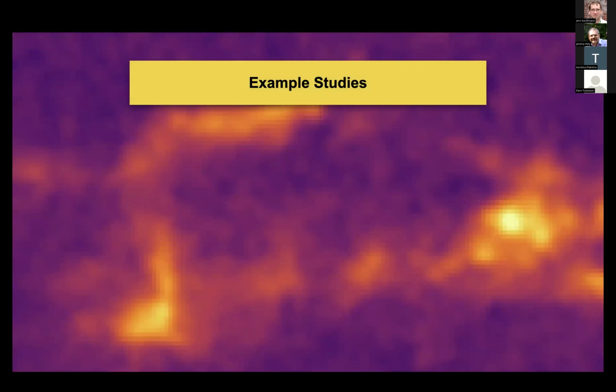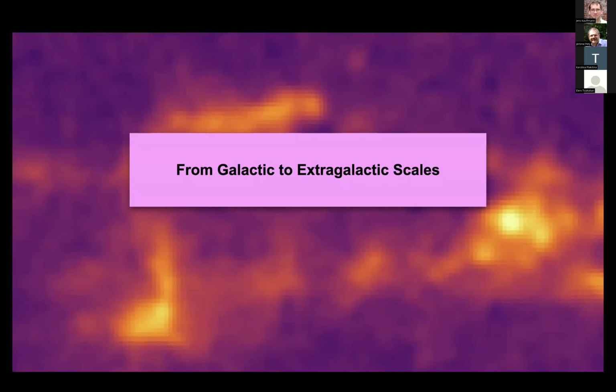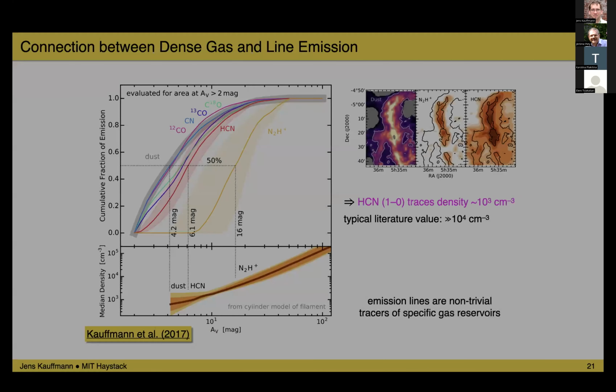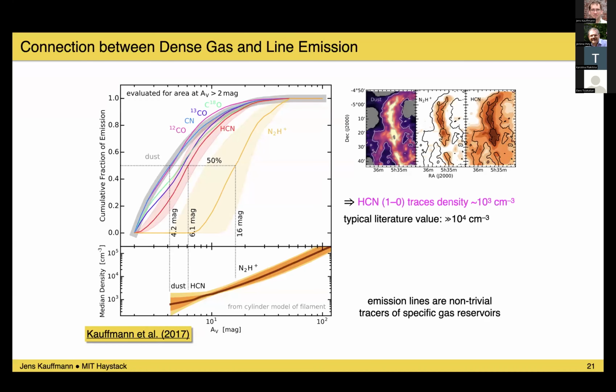To show you a few example studies, and I'm not going to go into much detail because other people at the conference are talking about this. LEGO started with this one paper of mine in 2017, where we essentially tried to understand in this diagram, how deep do you have to go into a cloud in order to see a lot of line emission from a particular emission line transition.